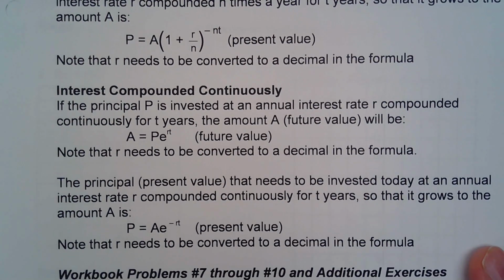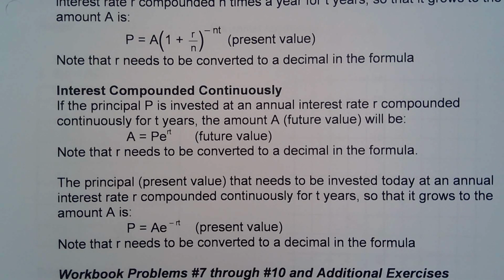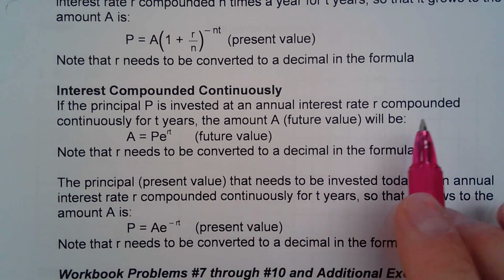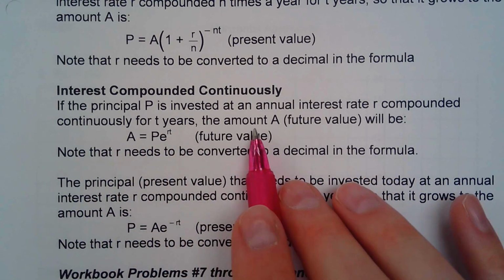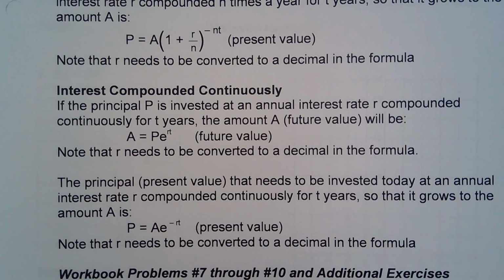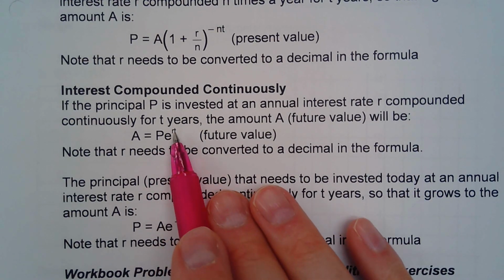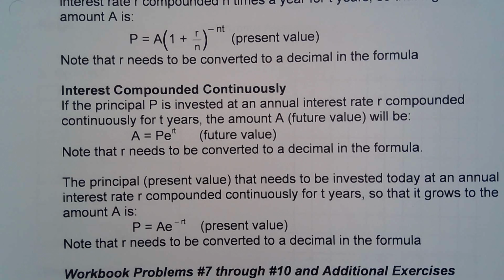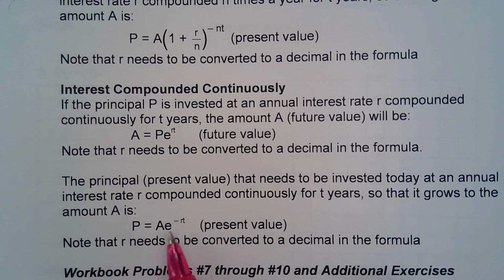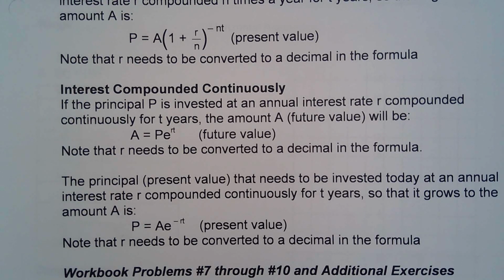We also have one that's compounded continuously. So if principal P is invested at an interest rate R compounded continuously for t years, that means you're always continually compounding, calculating interest. The amount A will be A equals P e to the RT, where e is that 2.71 blah blah blah number. And then for present value, A and P are switched around, and my exponent's negative. Just like the other formulas, R needs to be converted to a decimal fraction.